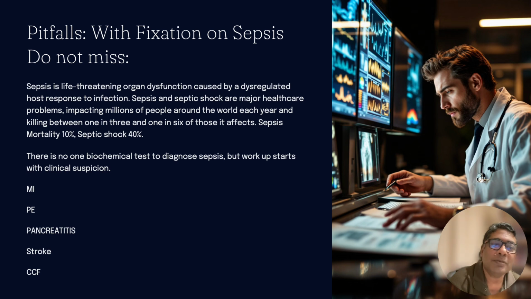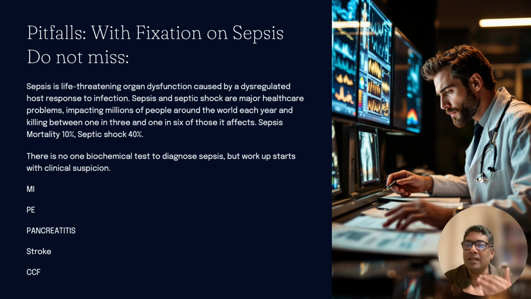Pitfalls with fixation on sepsis. I would say do not miss these conditions: MI, PE, pancreatitis, stroke, CCF. Look, sepsis by definition is a life-threatening organ dysfunction caused by a dysregulated response to infection. Sepsis and septic shock are major healthcare problems affecting millions of people around the world each year, killing between 1 in 3 and 1 in 6 of those it affects. Sepsis mortality is 10%, septic shock 40%. There's no one biochemical test to diagnose sepsis. So your clinical suspicion is key, okay? Imagine you don't suspect, then you're likely to miss sepsis.